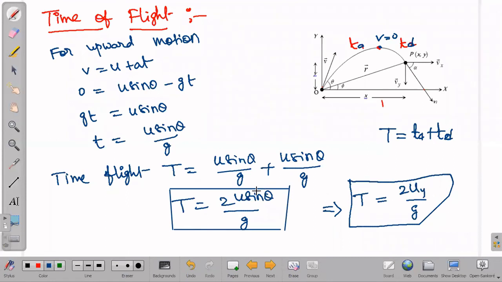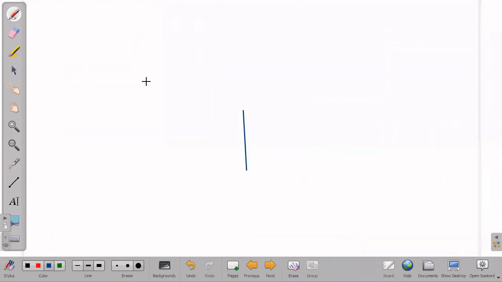Suppose the angle of projection is taken as theta, and we consider theta and 90 minus theta as complementary angles. So theta and 90 minus theta are complementary angles. For complementary angles, what happens to the time of flight? Generally, for theta, we got 2u sine theta by g. This I am considering as t1.